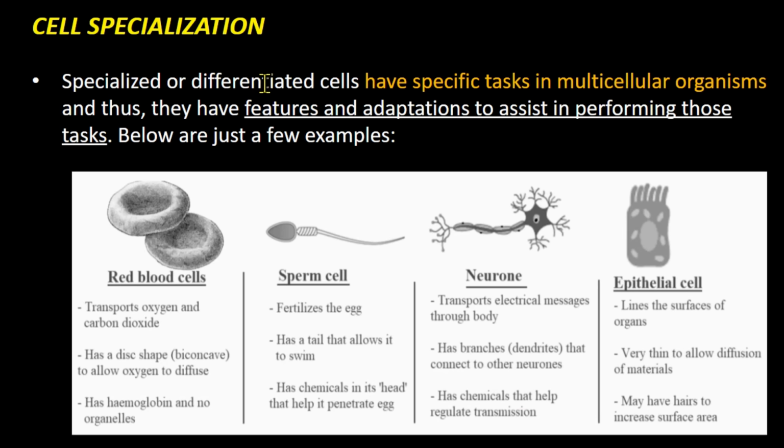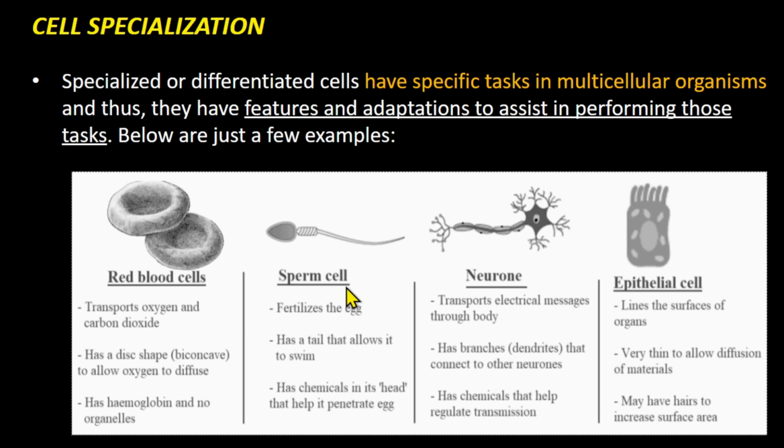Specialized or differentiated cells have specific tasks in multicellular organisms, and thus they have features and adaptations to assist in performing those tasks. So below we have a few examples. Red blood cells transport oxygen and carbon dioxide. That is the function of the red blood cells. Now to help with that, they have a disc shape or biconcave shape similar to a donut without a hole, and this easily allows oxygen to diffuse into the red blood cell. It also helps to keep the oxygen within. It has hemoglobin to bind the oxygen and no organelles, so that it has a high oxygen carrying capacity.